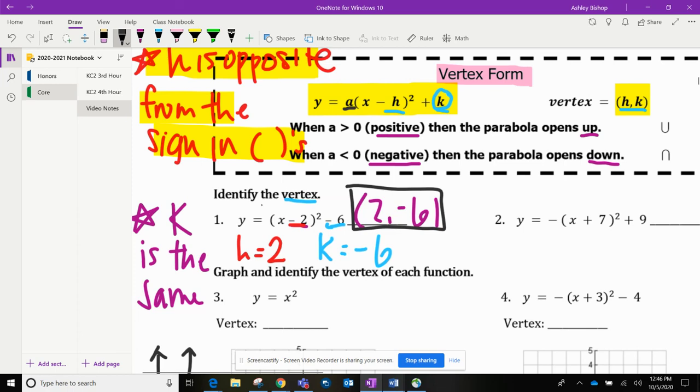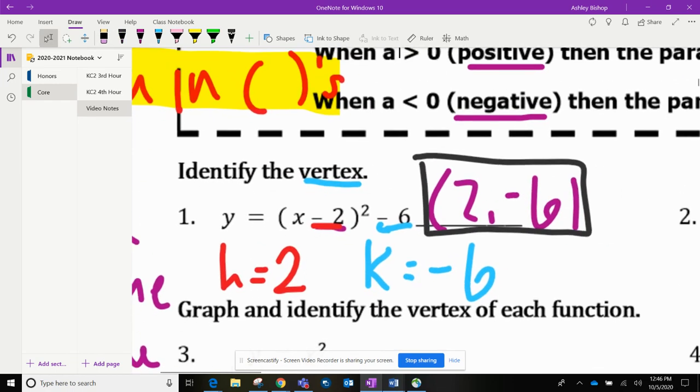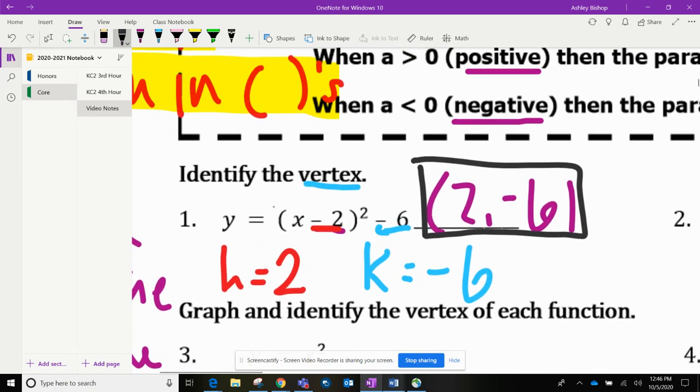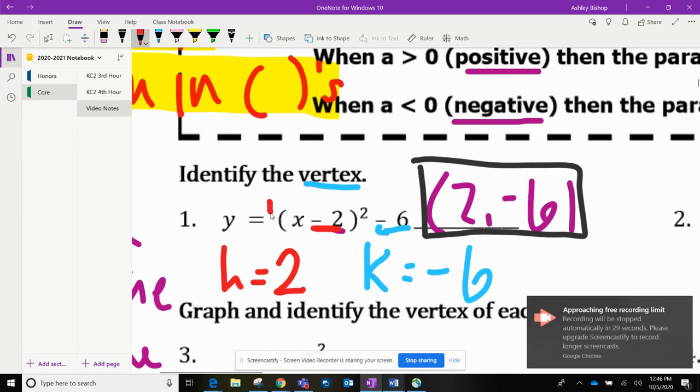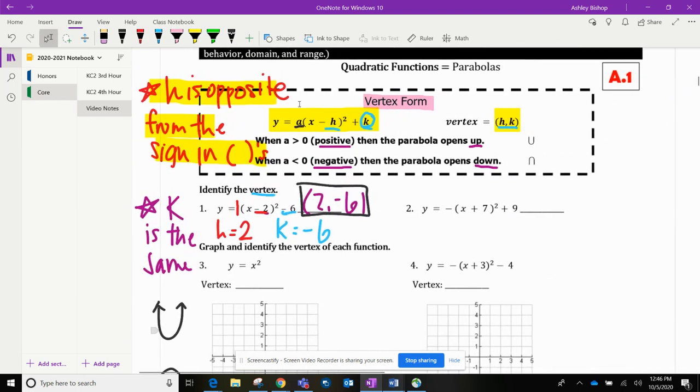When there is no number in front of my equation, there should be a 1 there. You guys are really good at remembering that. When there's no number, there's a 1, and this is a positive 1. So A is a positive number. It's a positive 1. So my parabola is going to open up. My question doesn't ask for that, but it will ask in question 3 and 4. So keep that in mind.